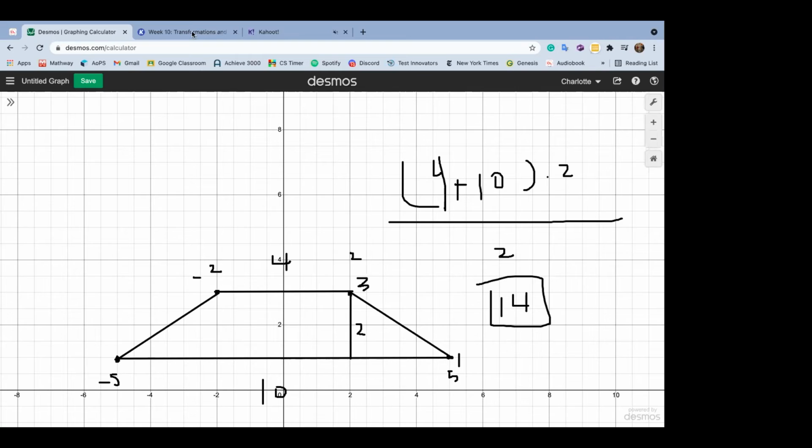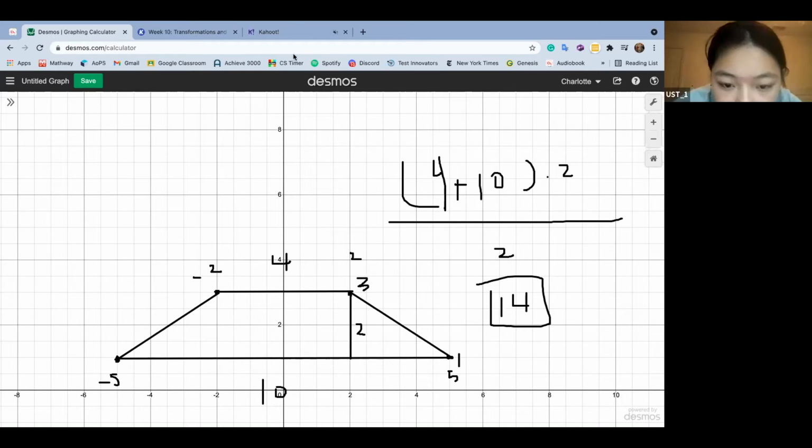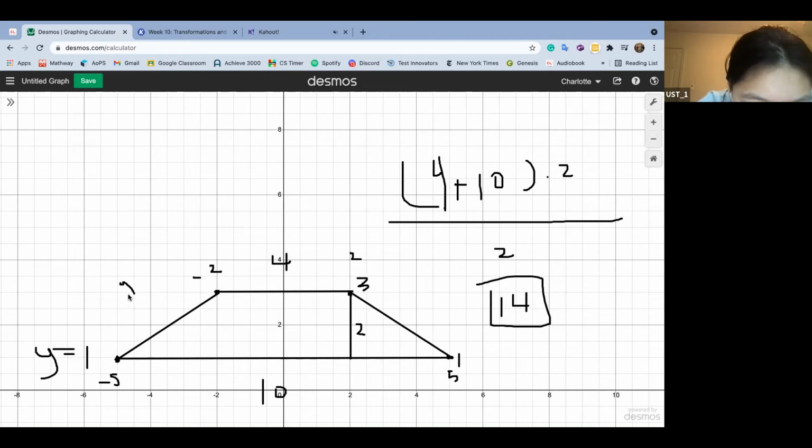Wait, why is the height 2? Because this bottom line over here is y equals 1, and this top line here is y equals 3. So 3 minus 1 is 2. Okay.